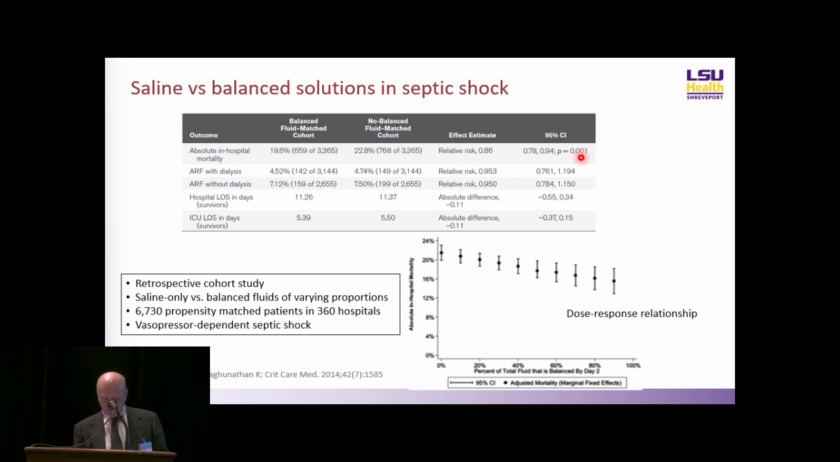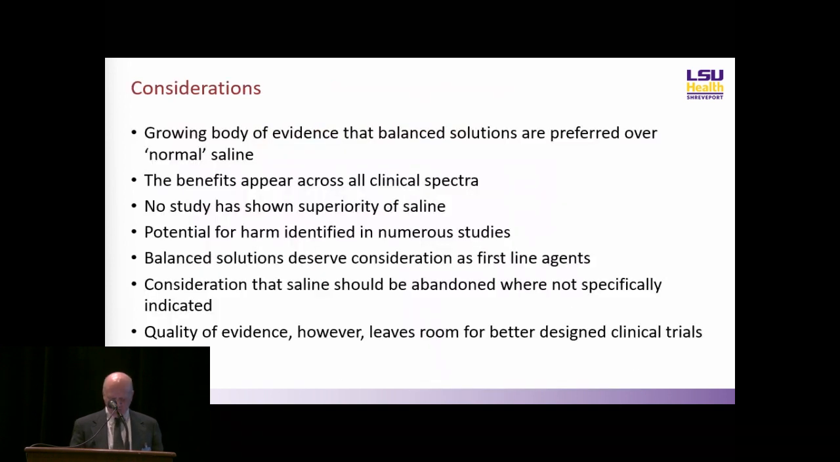And furthermore, they went on to look at the mortality associated with the relationship of how much of the fluid was saline. So if you had 100% of your fluid given as balanced electrolytes, your mortality was here. And that mortality went up as your proportion of saline got higher and higher. So this demonstrates a dose-response relationship between the amount of saline given and mortality.